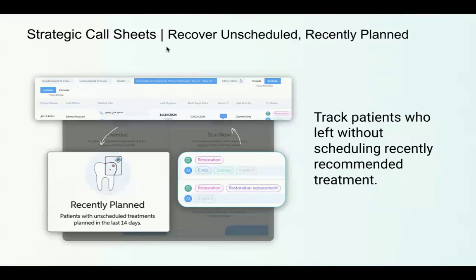So we used to call them back. Are there any additional questions? They didn't answer most of the time. And then we would text them a few days later.